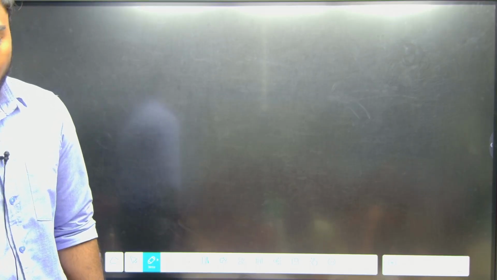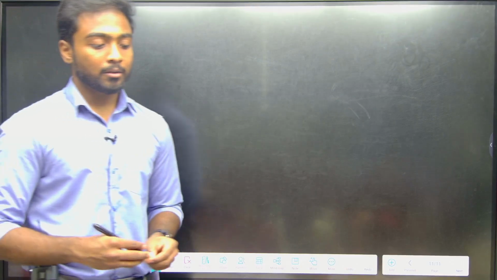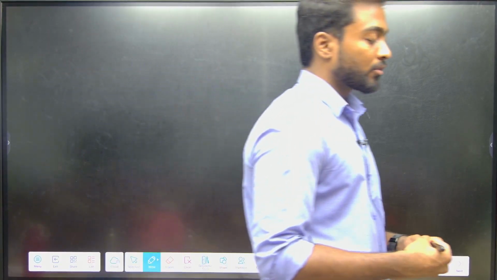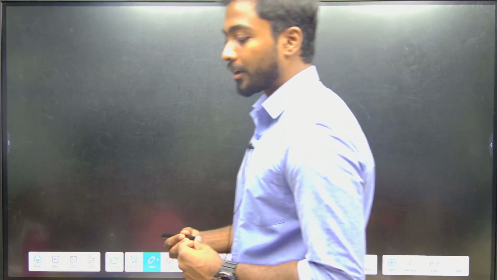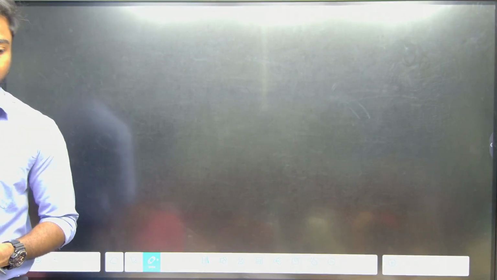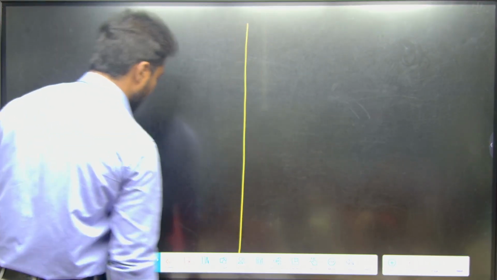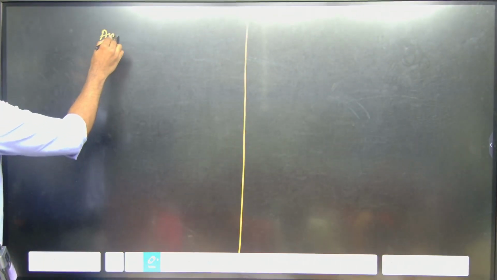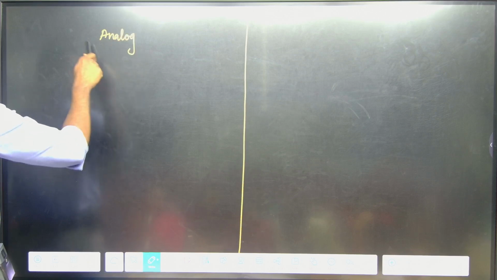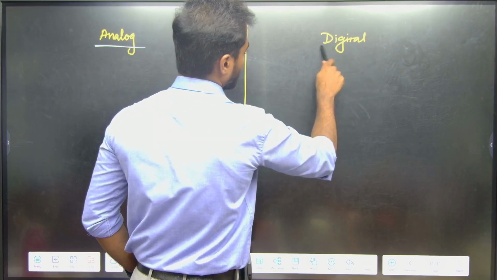Okay. Right, on the first topic, the difference between analog circuit and digital circuit. Make a tabular column: analog, digital.